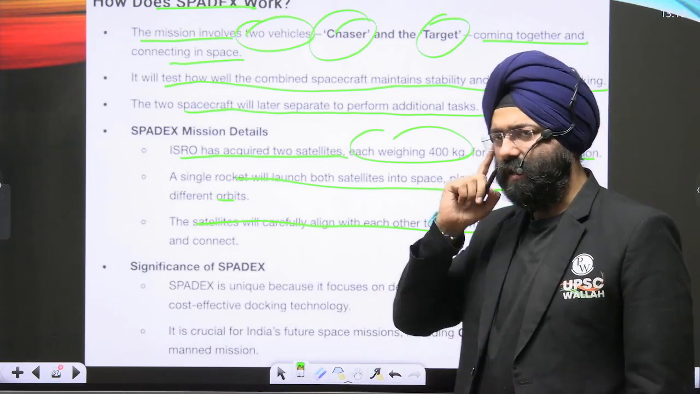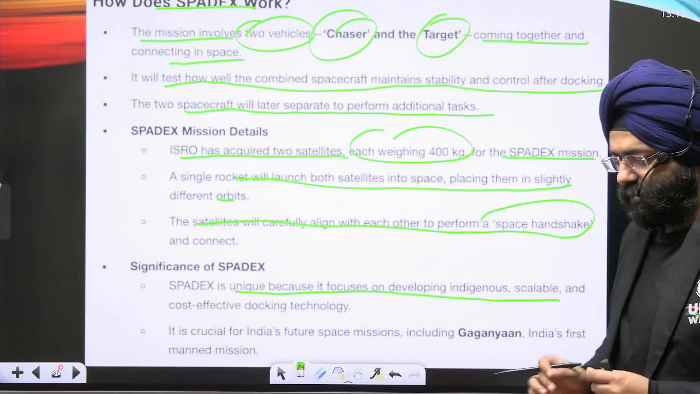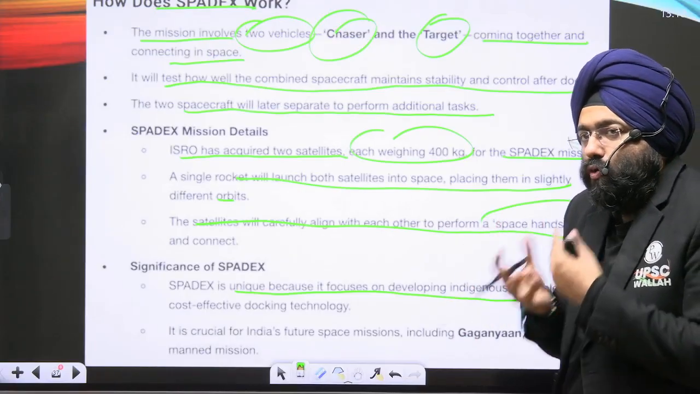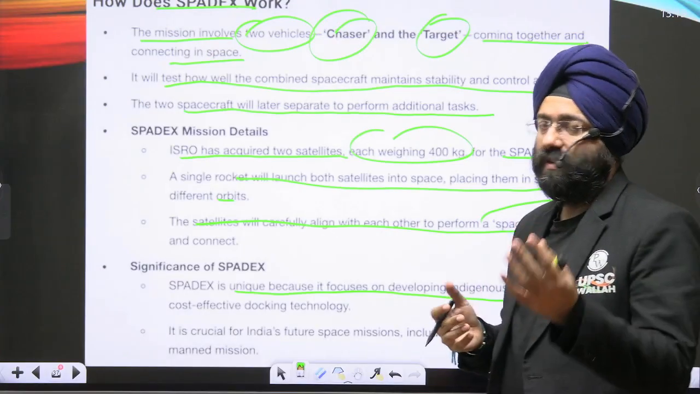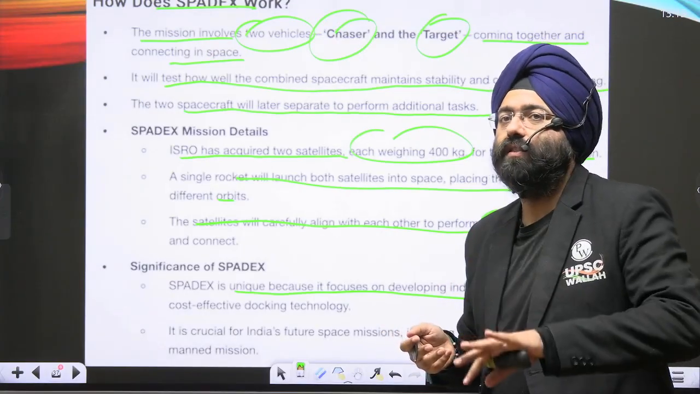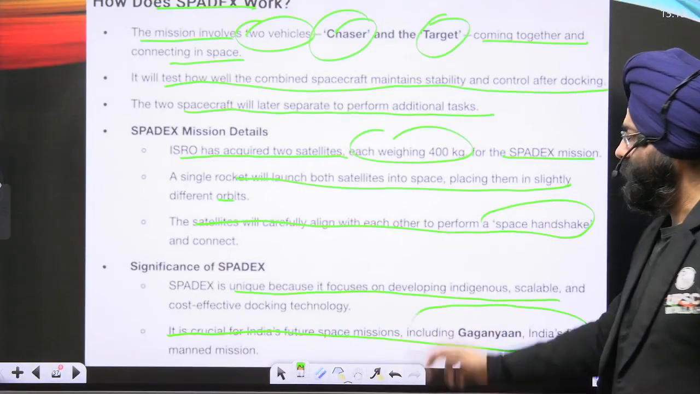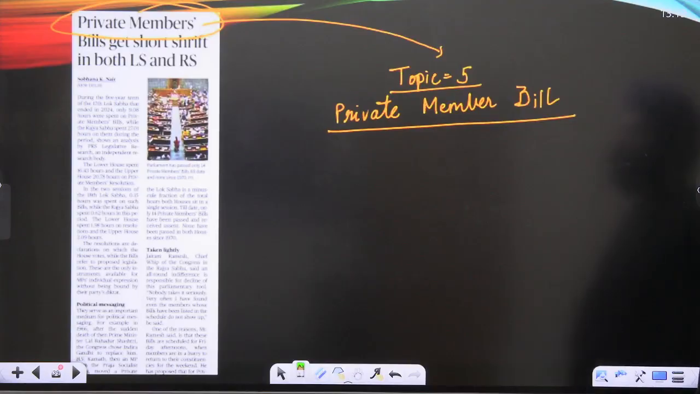So what is the significance? It is unique because of its focus on developing indigenous technology, a mechanism through which you develop your own docking technology rather than procuring it from the US or the USSR, presently what we know as Russia. It is crucial for India's future space missions, including Gaganyaan. So these are the dimensions. Clear? Let's move ahead. Private member bill.